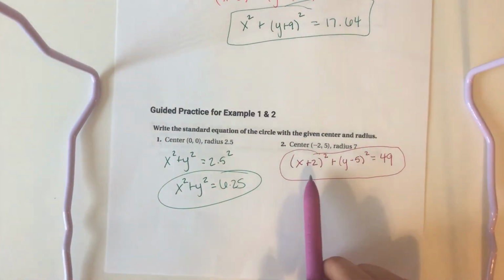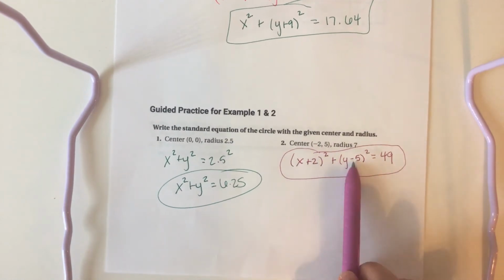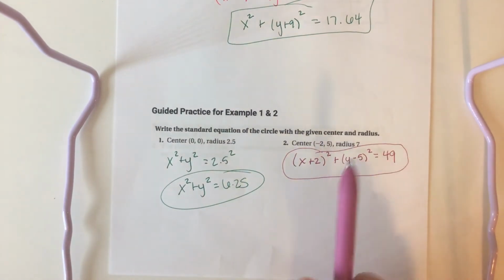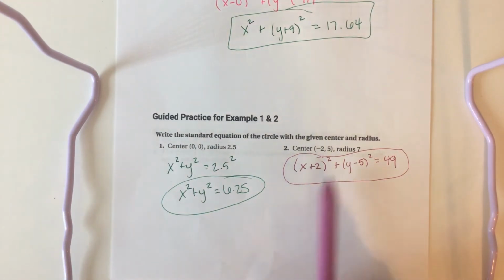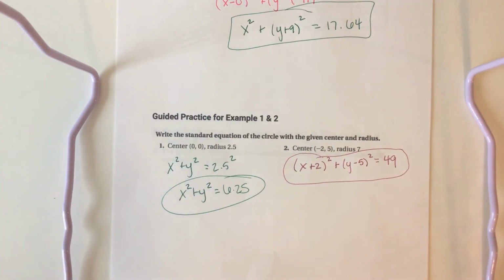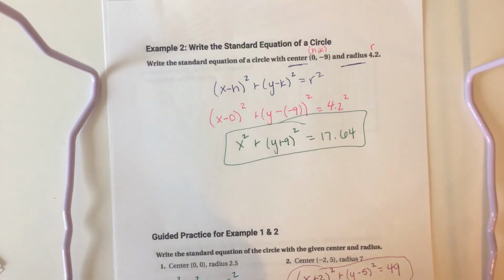Again, the reason I changed this to a plus 2 is because this was negative and we go opposite inside parentheses. Since it's positive here, we go negative there. The square and the addition are just staples. It's part of the equation. Square your radius. All right, so that's kind of just the basics when they give you the information and tell you to write the equation.